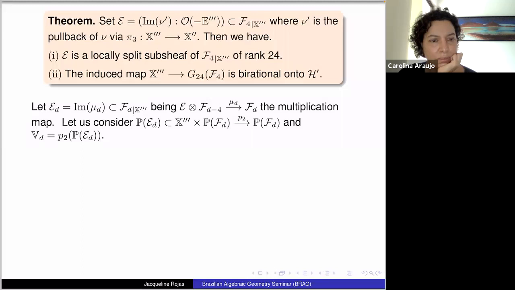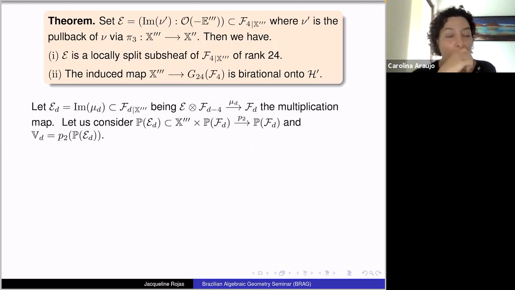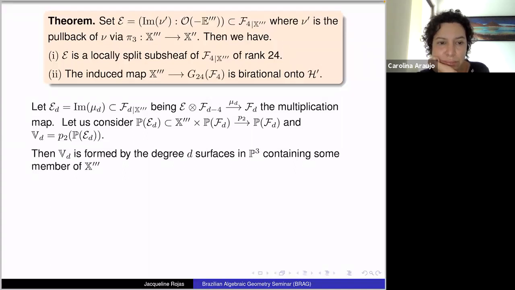And if you look at this sheaf, then we can consider the projectivization, this P(E_D), inside X times the projectivization of F_D. And we have the second projection through P(F_D). This P(F_D) parametrizes the surfaces of degree D. Then we consider V_D equal the image of this projectivization. And then you can see this V_D as the scheme of surfaces of degree D which contain some members of X triple prime. So in particular, it contains a conic and 2 points generically.